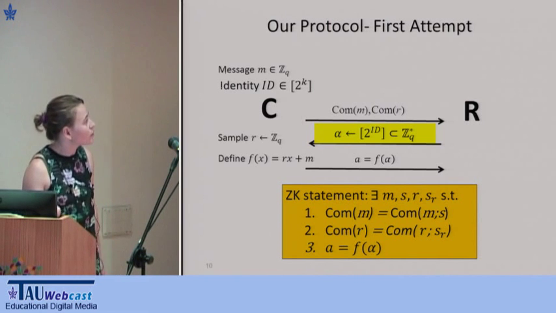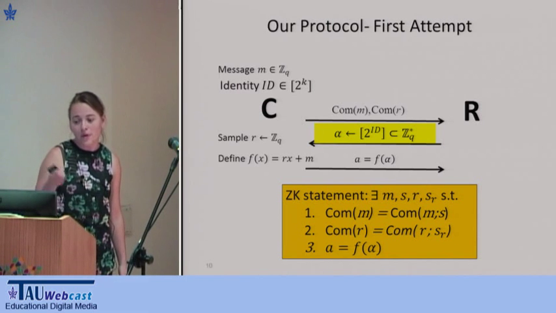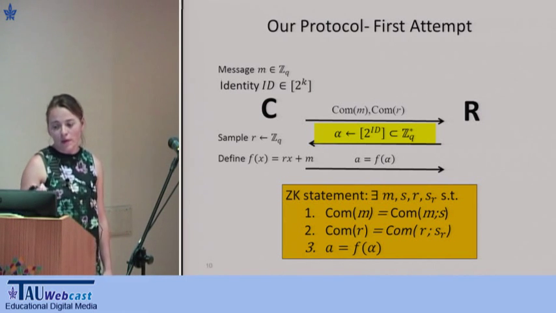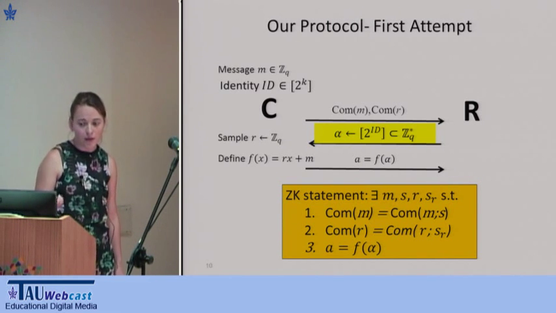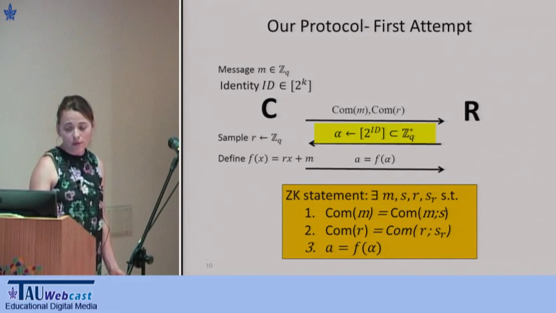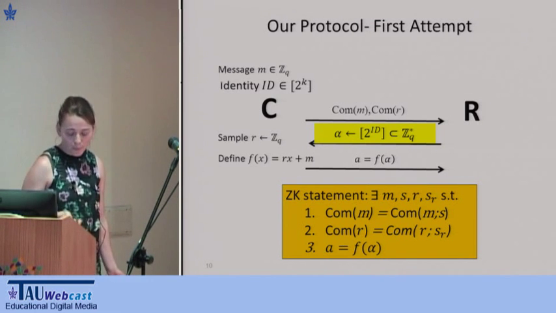And so the statement that we're going to prove is that there exist a message m, a randomness s, a value r, and a randomness s_r, such that the commitment in the first round, the commitment to m, is the commitment to m using s, the commitment to r is the commitment to r using s_r, and the evaluation in the third round is the evaluation of f on the challenge alpha.